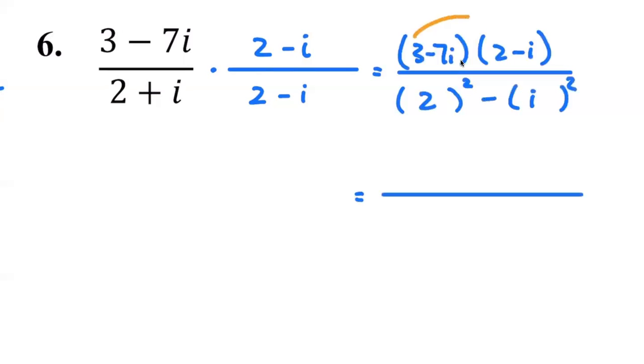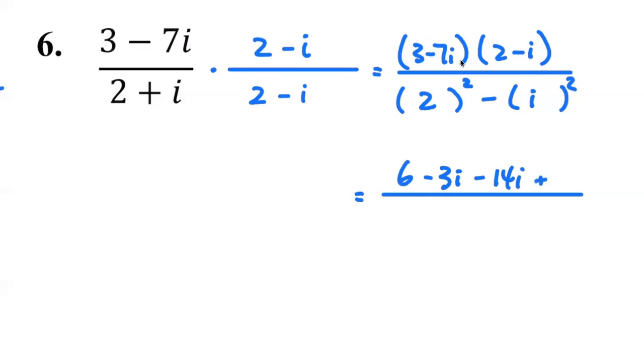Which is, you have to do FOIL. So first times the first, and then the outside, the inside, and then the last. Okay, so we say, all right, what's the first? The first is going to be 3 times 2, so you've got 6. And then you have the outside, which is 3 times negative i. And then you have the inside, which is minus 14i.